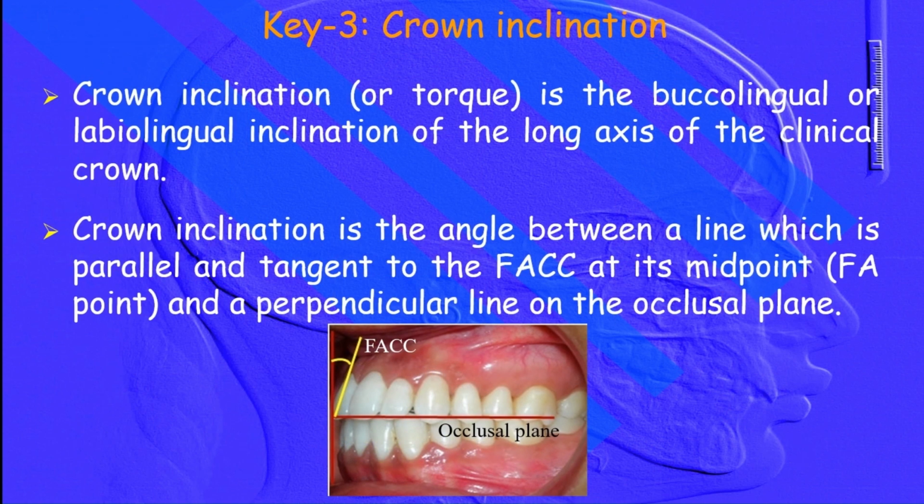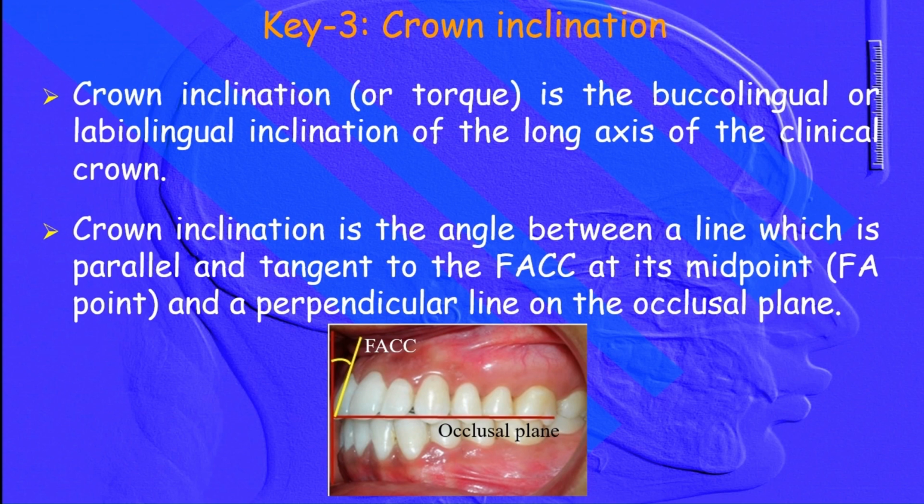We have discussed key 1 and 2. Now we will discuss key 3, which is crown inclination or labiolingual or buccolingual inclination. It is also described as torque. Crown inclination or torque is the buccolingual or labiolingual inclination of the long axis of the clinical crown.